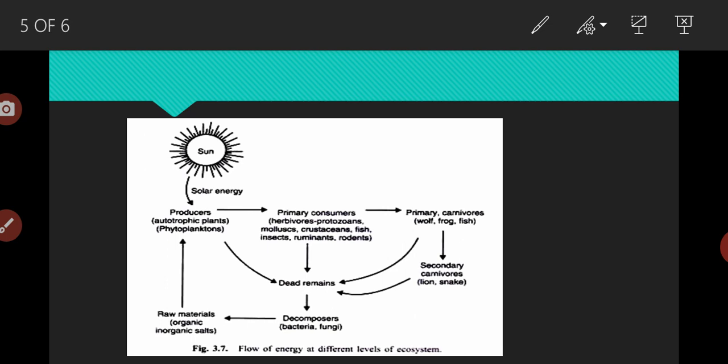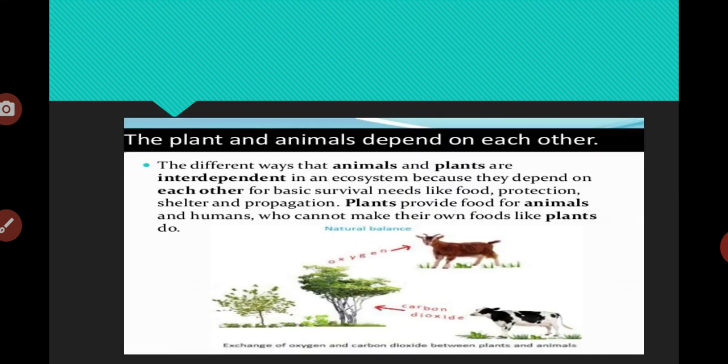So here is the same thing: solar energy, producers, primary consumers, primary carnivores, secondary carnivores, dead animals. Dead animals are again eaten by the decomposers. Then it forms organic and inorganic salts. And this is again used by the producer.